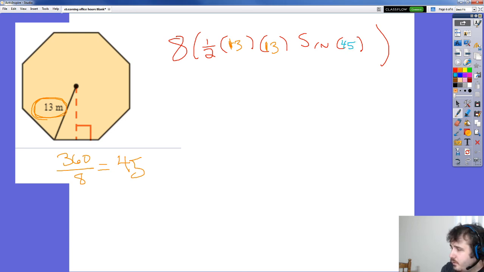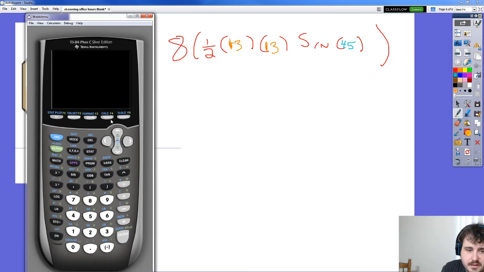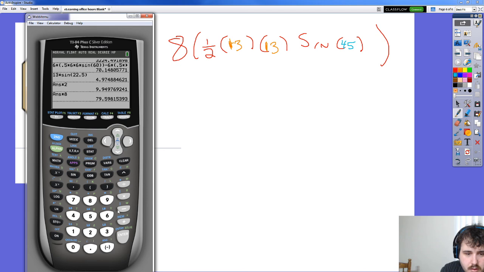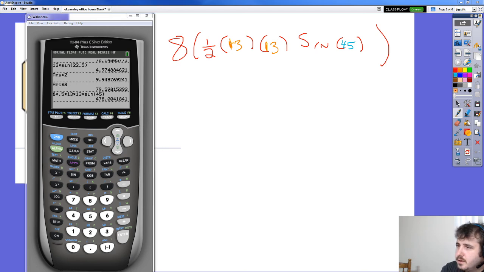And that's all there is to it. Now we just put it into the calculator. So let's calculate this out: 8 times 1/2 times 13 times 13 times the sine of 45. And that's what we get. Now the question is, how do they want it rounded? To the nearest tenth, nearest hundredth, nearest thousandth? What do they want? Tenth.